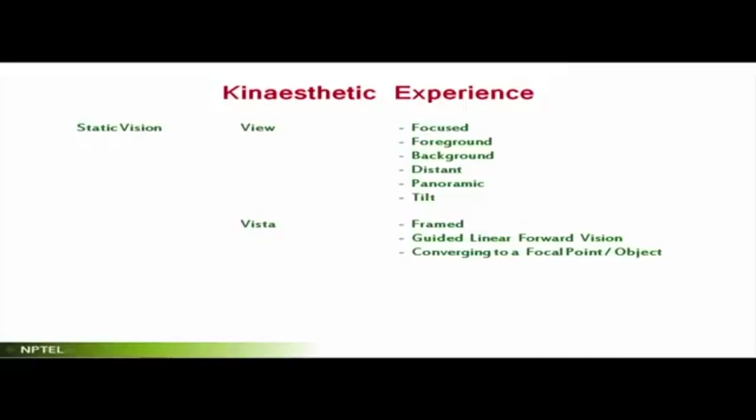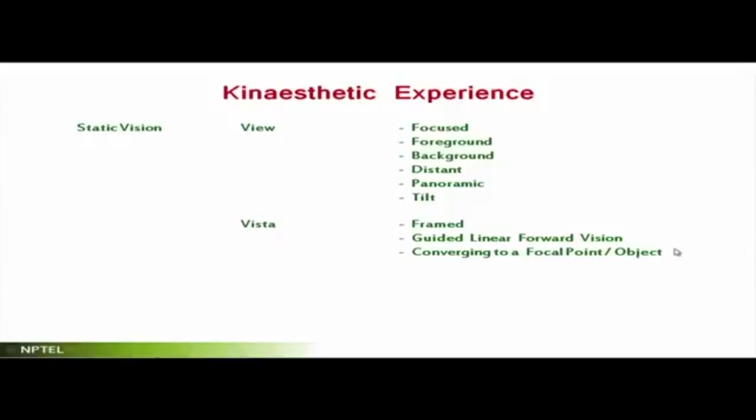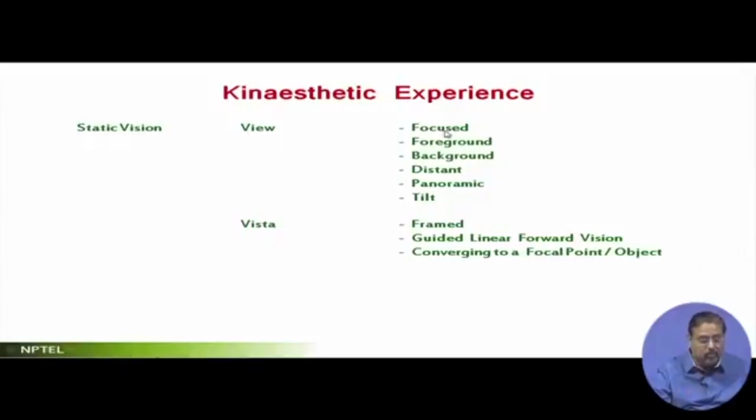this will be clear. But before that, okay, static vision, focused: there is a foreground, there is a background, there is a distant view, there is a panoramic view, and there is a tilt. You just look at the slide once again. Focused, direct, foreground, that means what we are looking at, whether focusing or less focusing. There is a foreground in the front, and there is a background behind. So, foreground in the front, background at the back, you have an element of view.